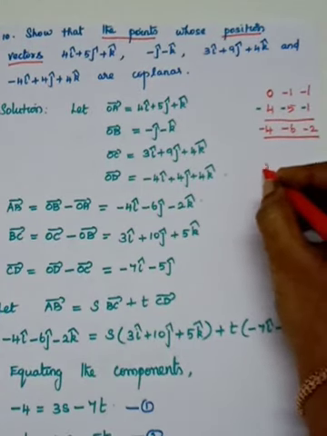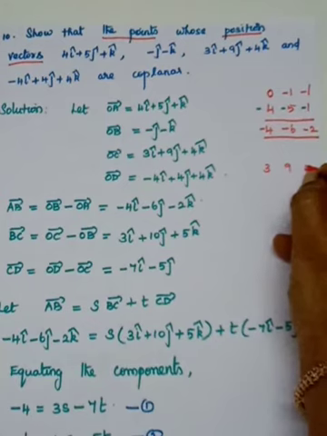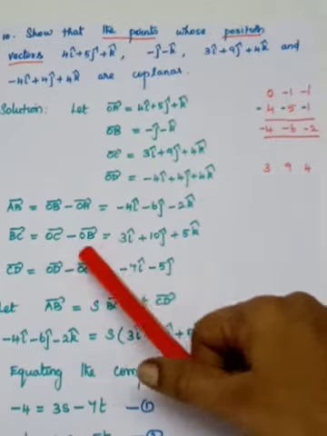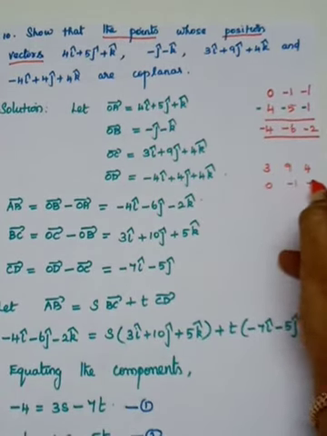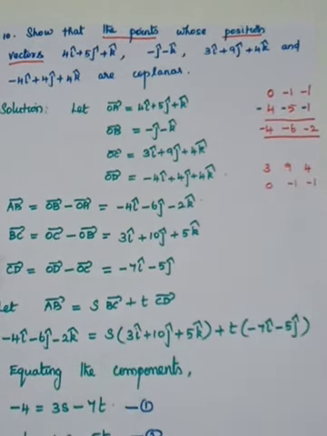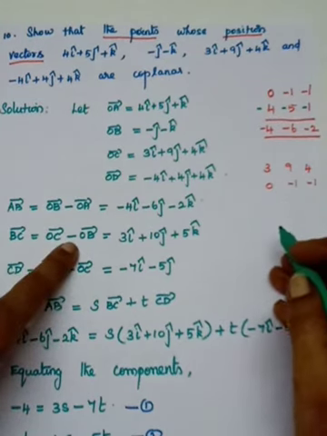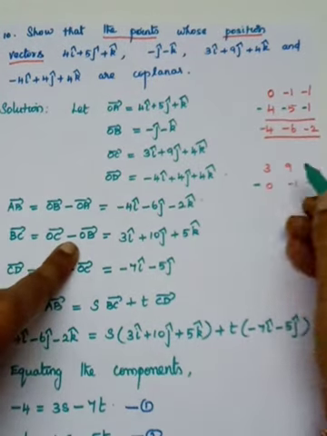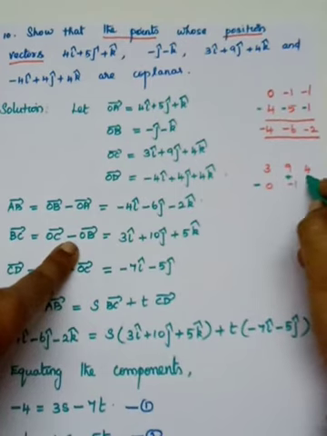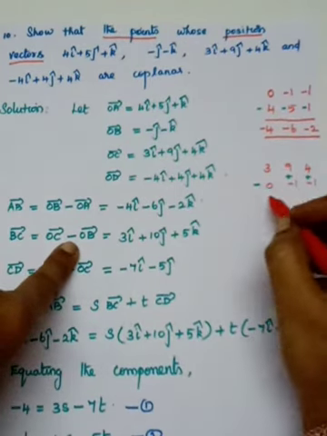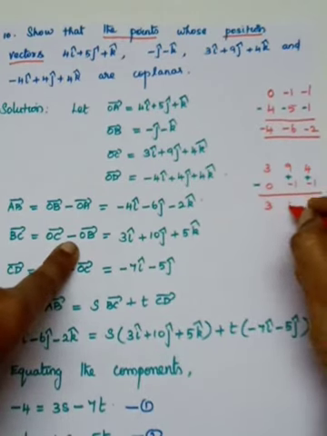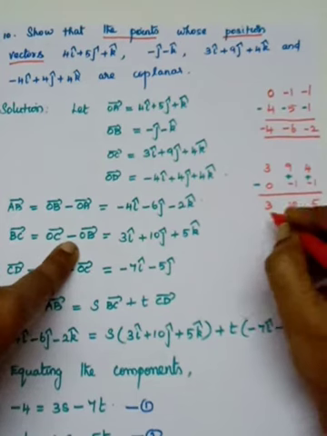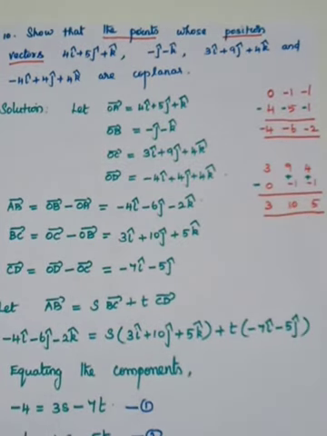It is 3, 9, 4. That is the coefficient of OC vector. And next, OB vector. OB vector coefficient is what? 0, -1, -1. And you have to change the sign, because in between you are having subtraction. So this is minus, this will become plus. This also plus. So therefore, 3 minus 0 is 3, 9 plus 1 is 10, 4 plus 1 is 5. So therefore, BC vector is 3i cap plus 10j cap plus 5k cap.